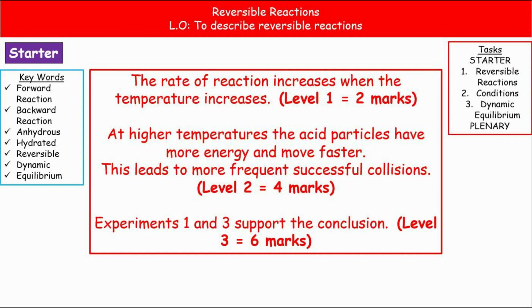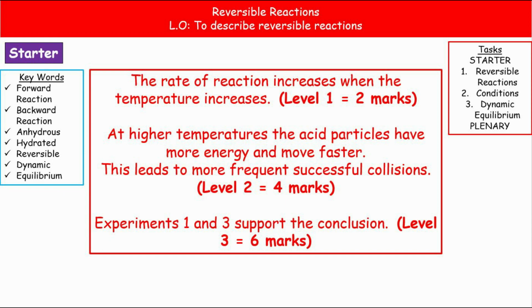So if you'd said the rate of reaction increases when the temperature increases, this is because at higher temperatures the particles have more energy and move faster, you've got 3 marks. So what we need to do is talk about the fact that particles have more energy, they're moving faster, and then they've got more frequent successful collisions. That go-to phrase we're going to use in rate of reaction questions. If you've got those first 3 sentences, you've got 4 marks.